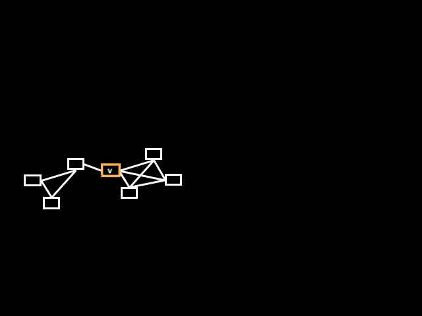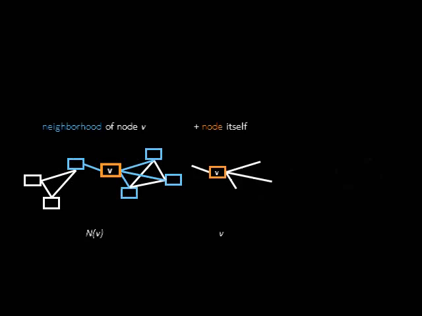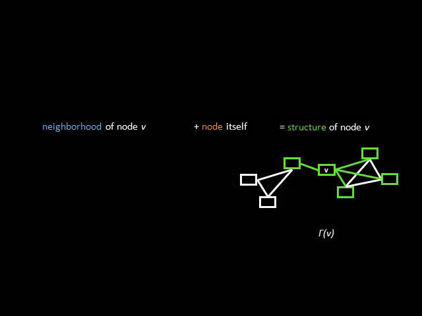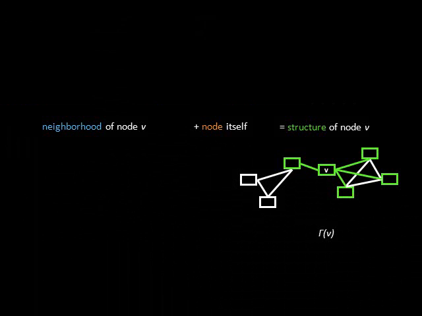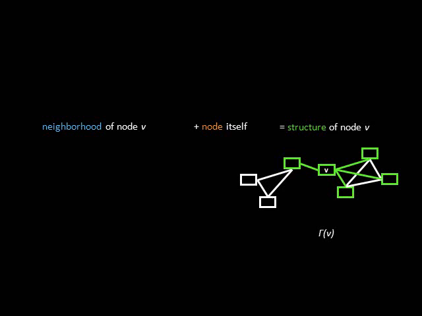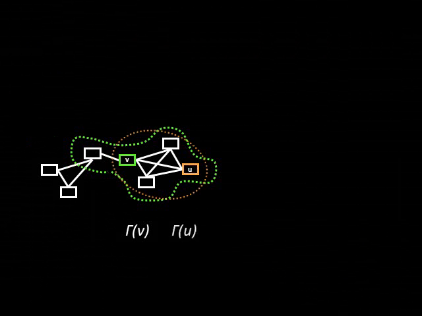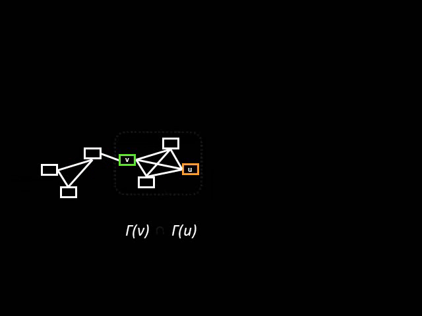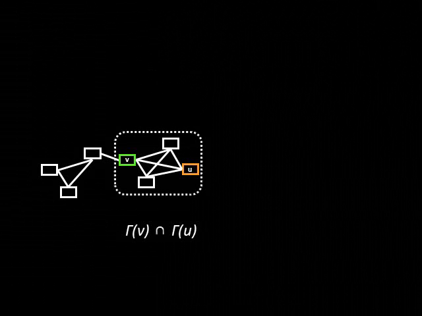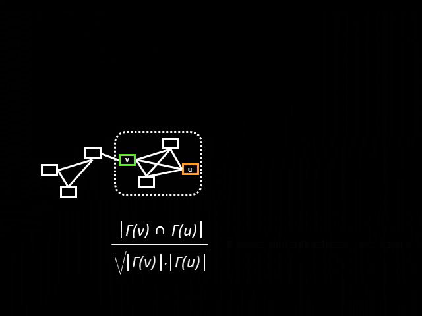Starting from the set of neighboring nodes of a node V on the graph and adding the node V to this set, we end up with a construct that we call the structure of node V. Based on the notion of structure, we can then define the measure of structural similarity between two nodes. We first consider the intersection between the structures of two nodes, and then normalize it by taking into account the cardinalities of these two structures.